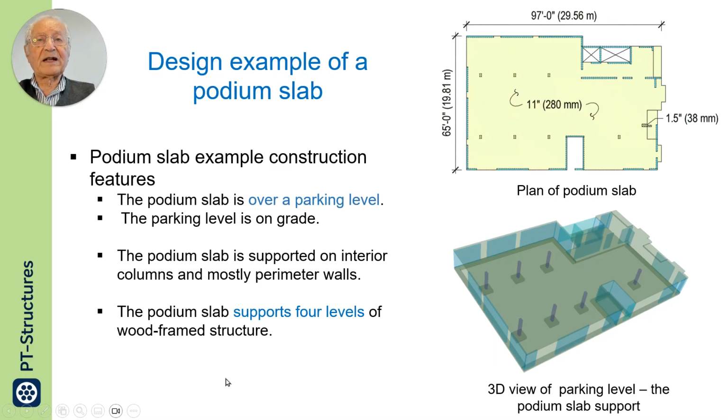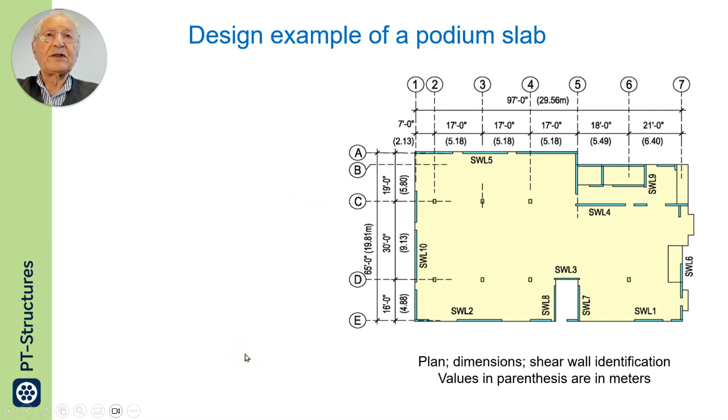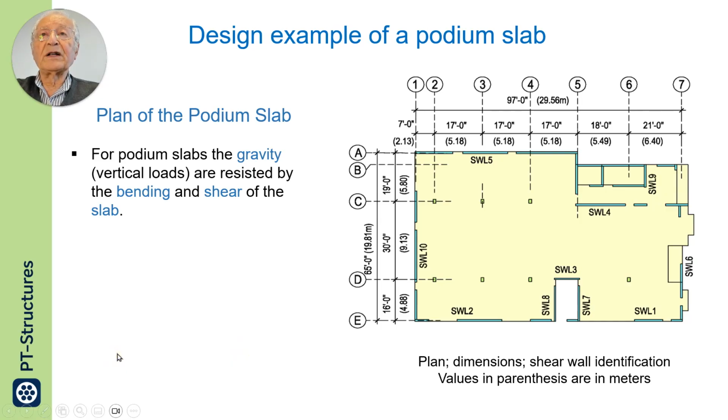The podium slab supports 4 levels of wood framing structure. Over it, we have 4 levels. The detailed dimensions of it are shown in the diagram on the right.